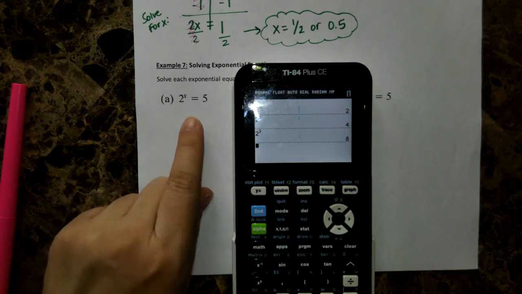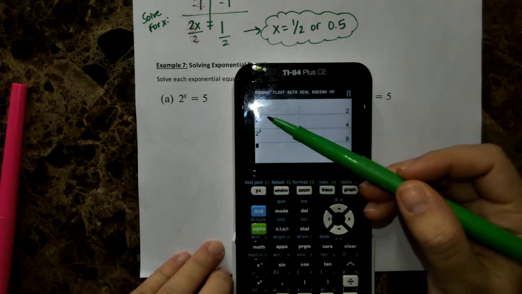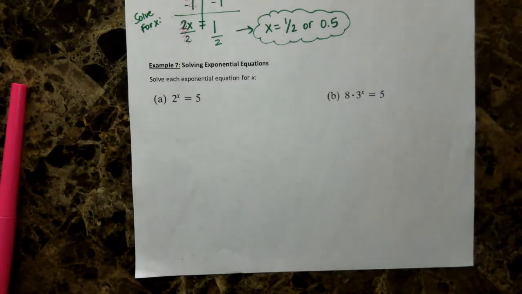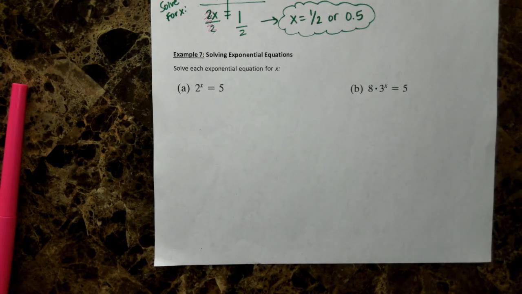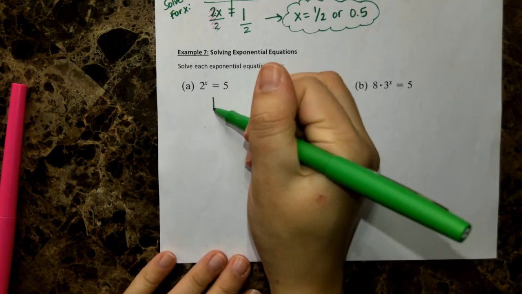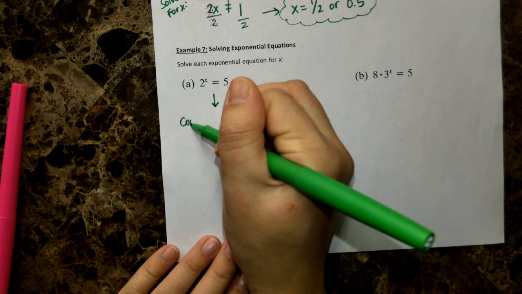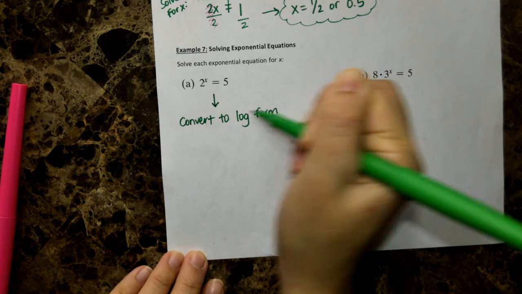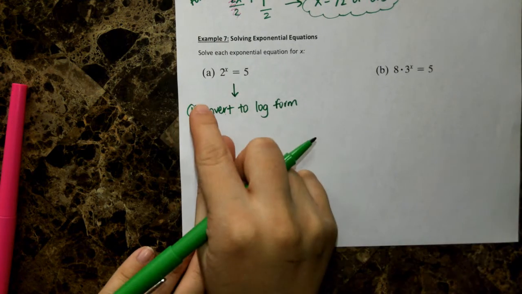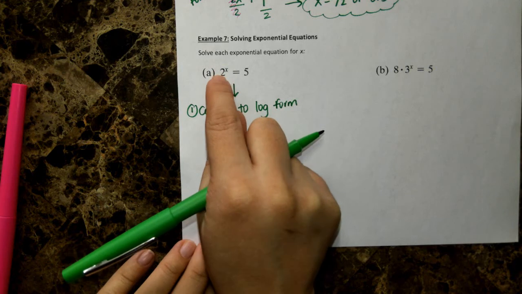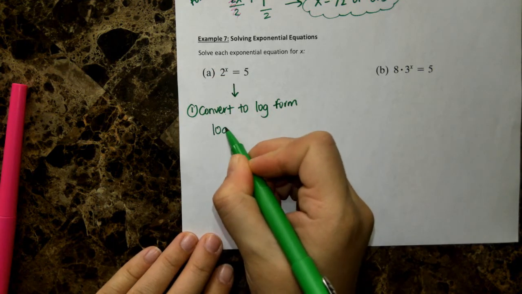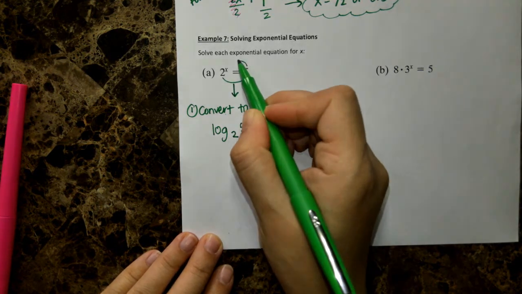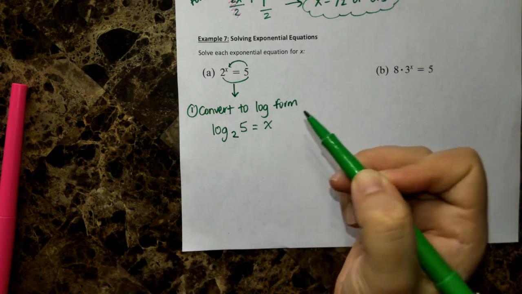So I never get 5. That means it's going to be a decimal. It's going to be some number between 2 and 3, because 5 is between 4 and 8. To try to narrow that down might be a little tricky. So instead, let's see if we can convert this to log form, and maybe it'll be more useful to us in that form. First thing, start with the base. That's whatever has an exponent on it, which is 2. So this will become log base 2 of 5 equals the exponent. That's how we would convert it.